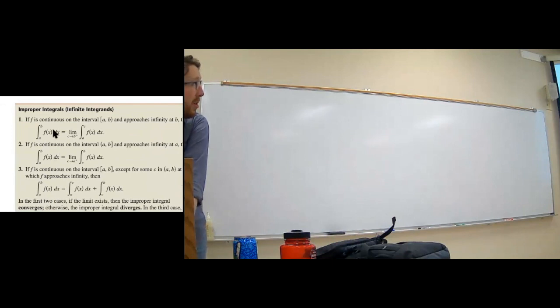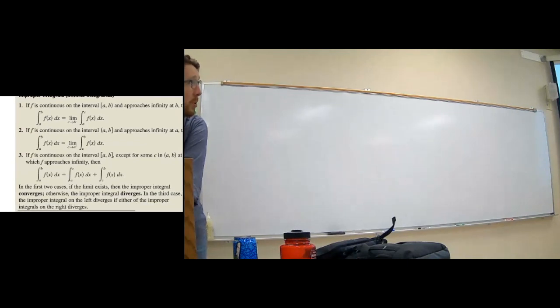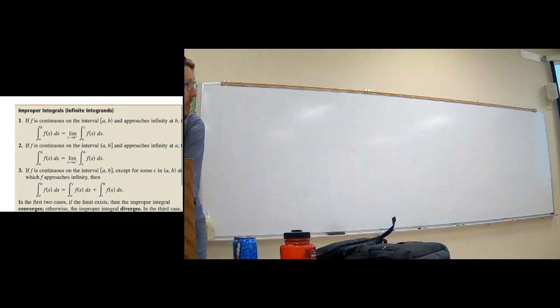In the case where your discontinuity is at B, your upper bound, then you would take the limit as some C approaches B from the left. If the discontinuity is at your lower bound, you would again replace it with C and take the limit as C approaches A from the right. Or maybe your discontinuity is in between. Then you would break up your integral and apply these limits accordingly.